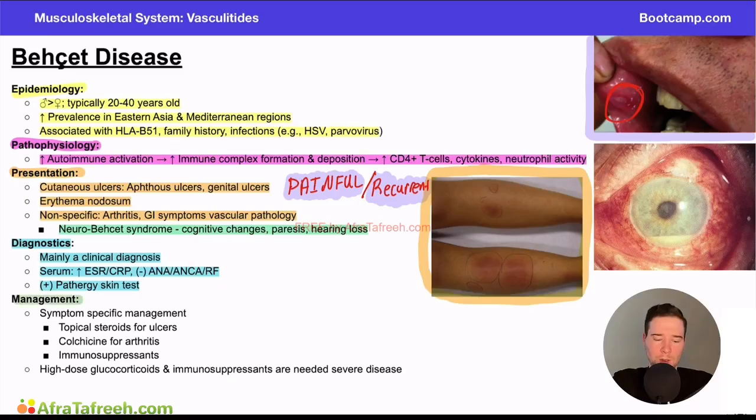Now, how are we going to manage these patients? Oftentimes this is going to be symptom-specific management. If they have ulcers, they may need topical steroids. If they have signs of arthritis, which we talked about as a non-specific symptom, they may need colchicine, and patients may also need immunosuppression. High-dose glucocorticoids and immunosuppressants may be needed for severe disease. So if patients have a lot of these findings causing really bad symptoms, they might need some pretty high-dose medications.